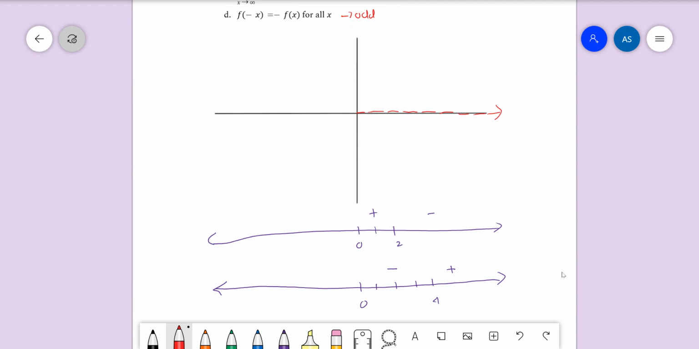Beginning at 0, so I'm just going to go ahead, I can start at 0, why not? And then we have 1, 2, 3, 4, just to give us some points. 1, 2, 3, and 4.